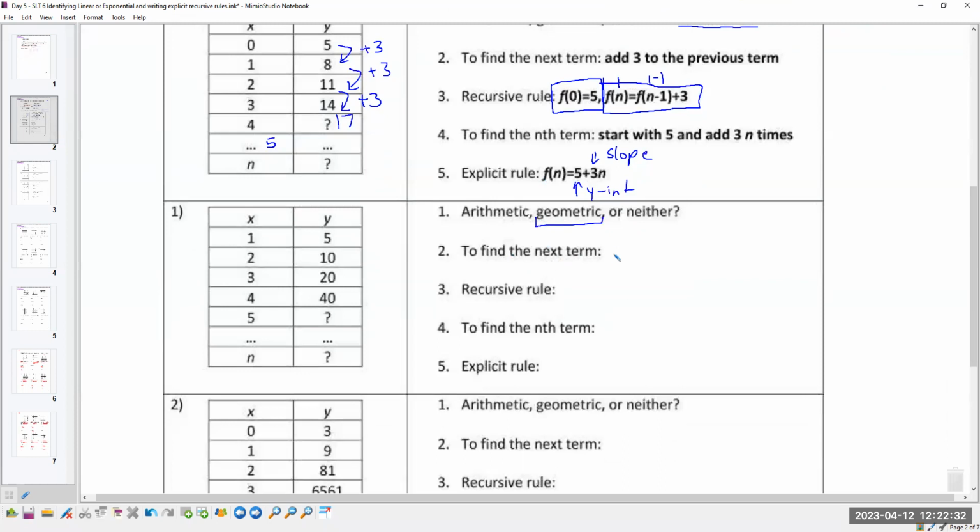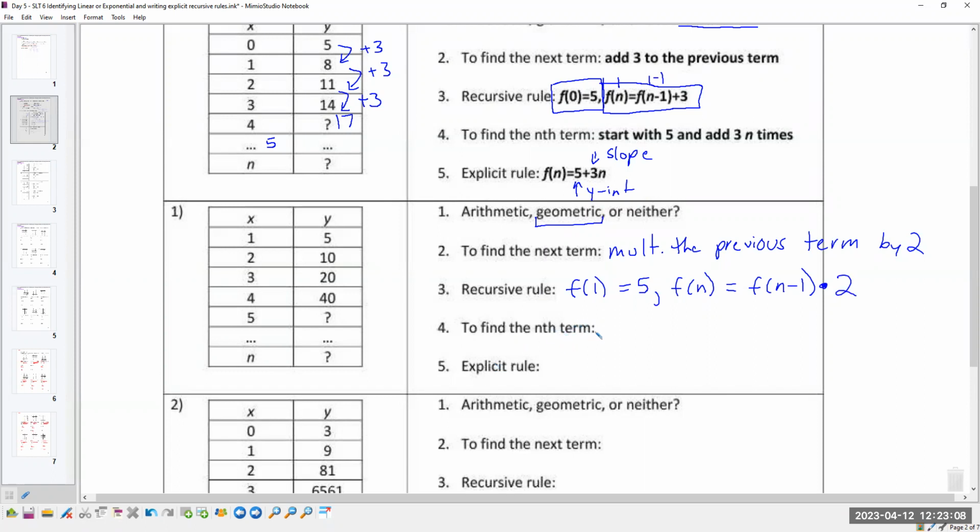Why? To find the next term, I'm just going to multiply the previous term. Well, I spelled previous wrong. That's embarrassing. By 2. Okay. So here, my recursive rule actually starts with 1. So my recursive rule is going to be f of 1 is 5. There's my starting value. To find any other value, I'm going to need the value before it, and I'll multiply it by 2. And that's the recursive rule.